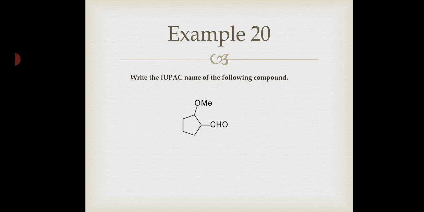Coming to the last example, example 20. Write the IUPAC name of the following compound. So what we have done? We have introduced an aldehyde group adjacent to the methoxy group in example 19. So because of that, will the name of the compound be 2-methoxycyclopentanal?